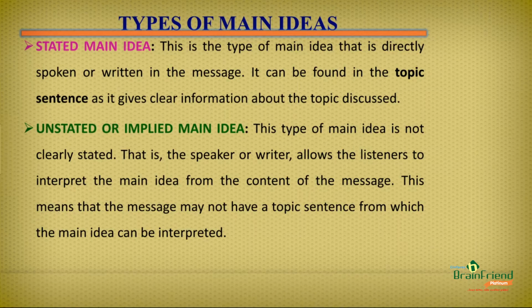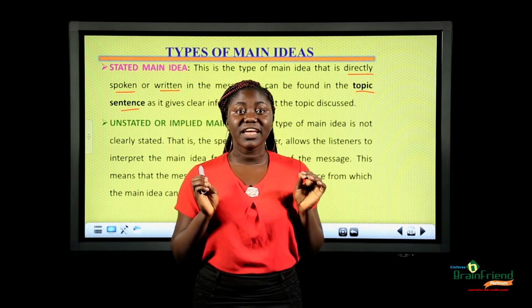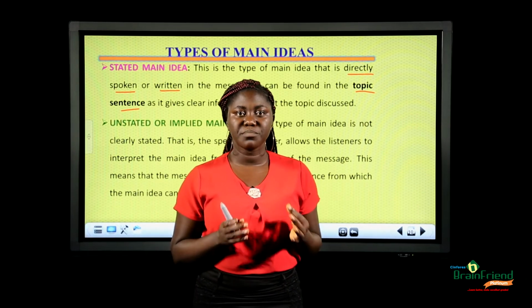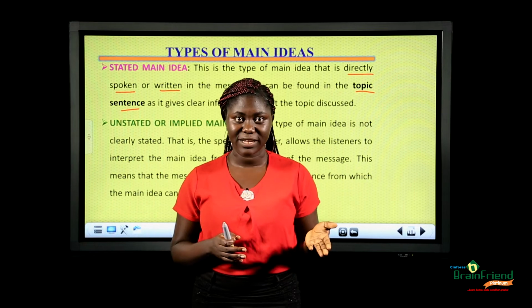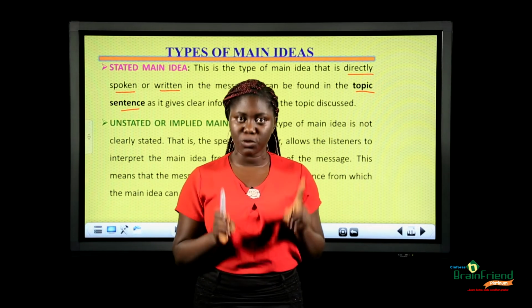The stated main idea is a type of main idea that is directly spoken or written in the message. It can be found in the topic sentence and it gives clear information about the topic discussed. Now, remember from the paragraph we just read earlier that the main idea was found in the topic sentence. That is the first sentence of that paragraph. Now, the stated main idea is clearly written or spoken in the message that the speaker is trying to pass across, and this main idea can be found in the topic sentence.